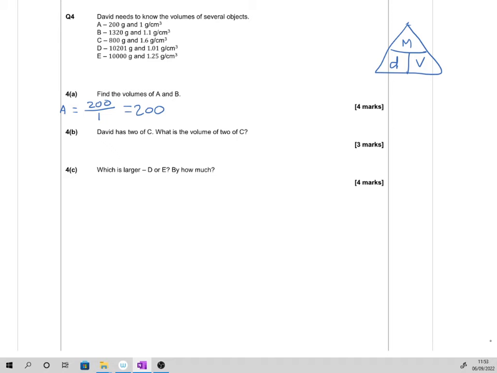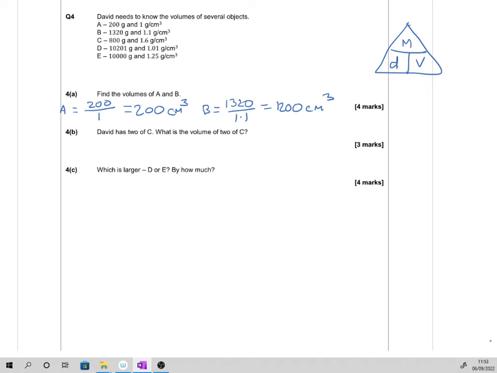What are we doing? Finding the volumes. 200 centimeters cubed. And B is the mass, which is 1320 divided by 1.1. So 1320 divided by 1.1 is 1200 centimeters cubed.